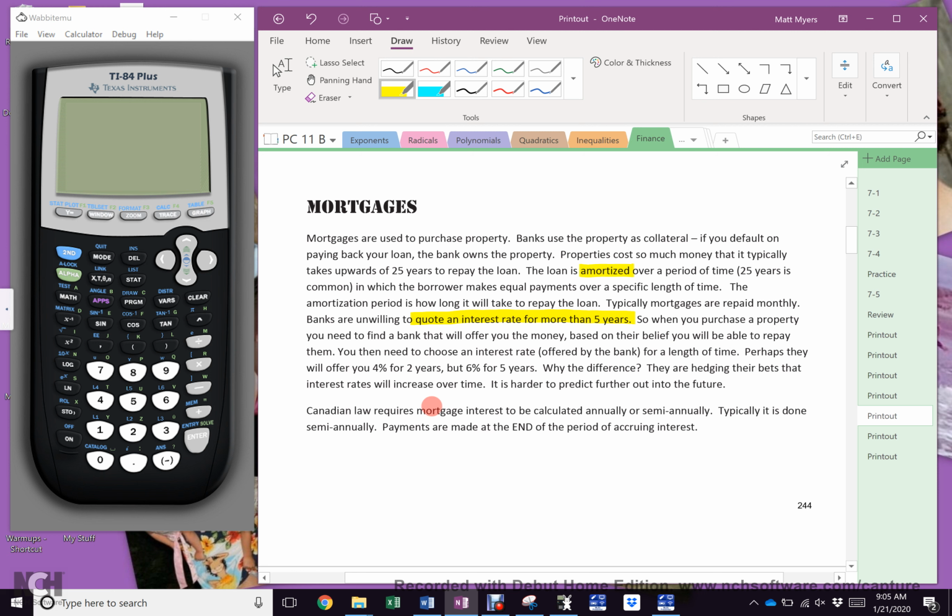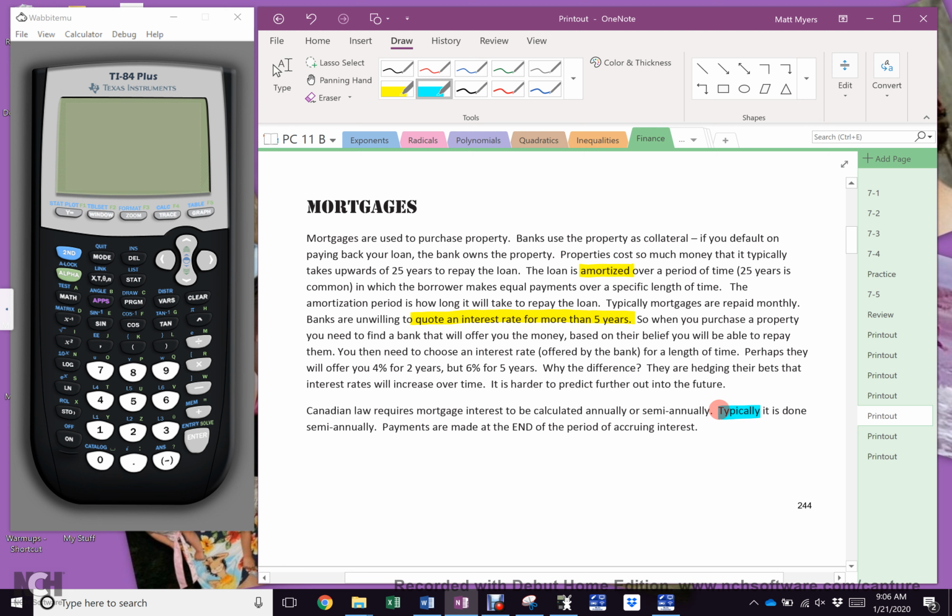Now, this is kind of important. Our mortgages in Canada have to be annually or semi-annually. They can't charge you daily interest on your mortgage. Because at the beginning, that would be a colossal amount of money, right? If you borrow $1 million and you're paying interest every single day, and that interest compounds on top of itself, you'd be in a big hole really quick. So it's annually or semi-annually. Typically, which means almost always, it's semi-annually.